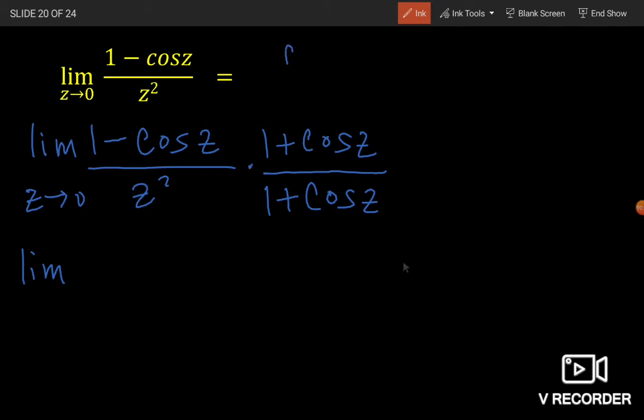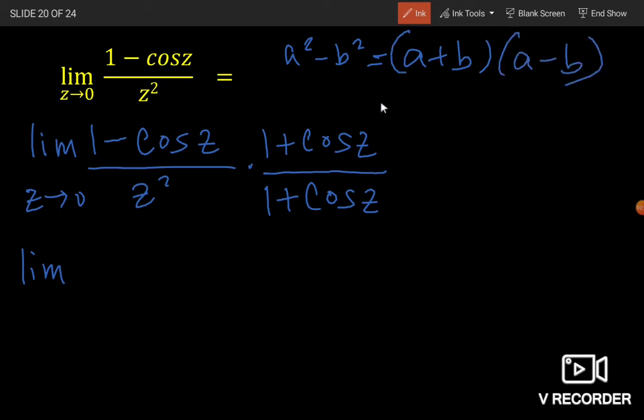If you recall, a squared minus b squared, the difference of two squares, is equal to the product of two binomials, a plus b and a minus b. So in this case, we can say that a is equal to 1 and b is equal to cosine z. So a minus b is 1 minus cosine z, and a plus b is equal to 1 plus cosine z. So a squared minus b squared will simply be 1 squared minus cosine z squared. So therefore, we can express this product of two binomials as a difference of two squares.